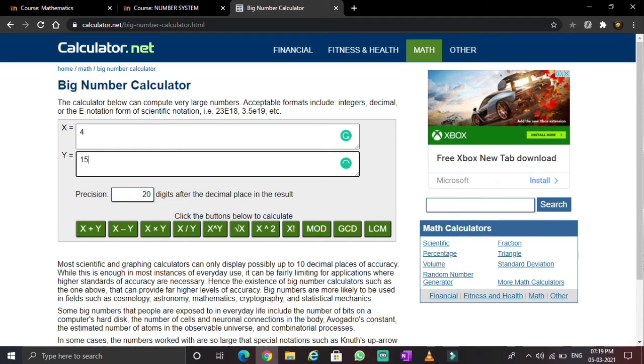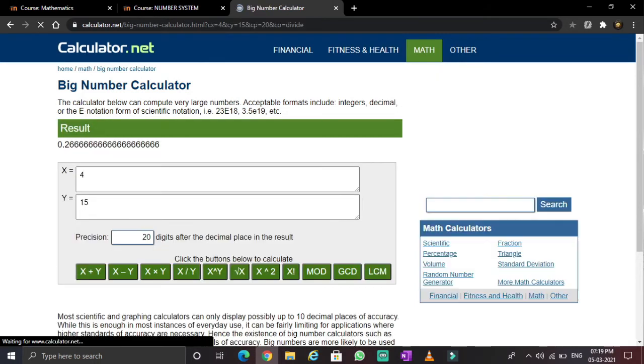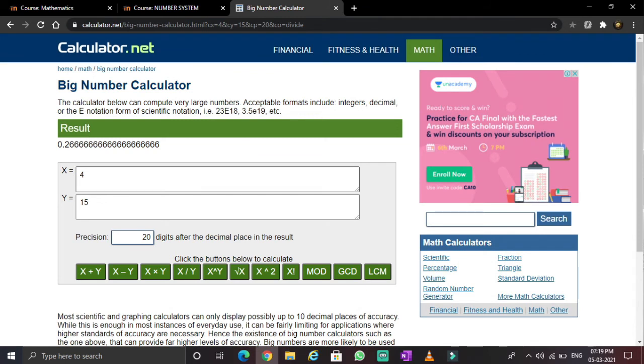The calculator is something different. So x and y, and the fraction is x upon y. Okay, so if we divide 4 by 15, the plus, minus, multiplication keys, this one is division, so the answer is this.